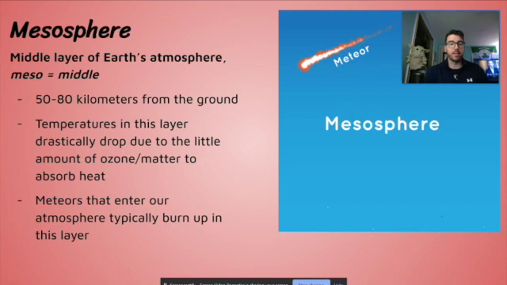And this is also the layer where meteors enter our atmosphere, and typically they burn up in this layer. So anytime you see a shooting star in the night sky, that is a meteor entering Earth's atmosphere, and by the time it gets to the mesosphere, that's the layer of the atmosphere in which these meteors are burning up.